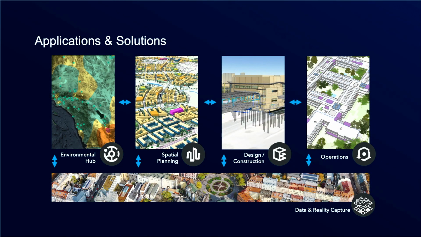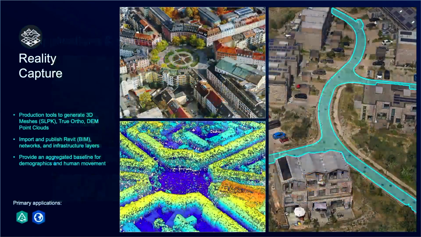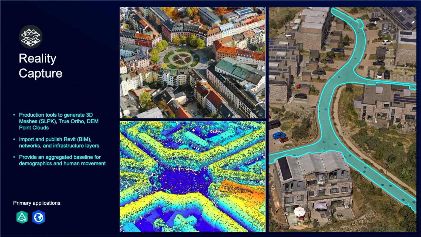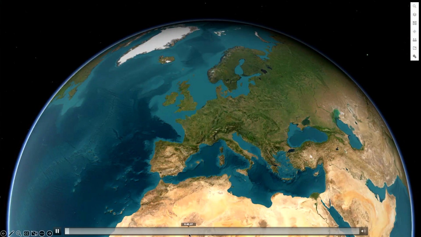So when we look into the reality capture, right? Reality capture is something you capture from aerial, from lidar, from flyovers, and you create some kind of meshes. You can create point clouds, and then you can combine this with the information you have in your GIS.